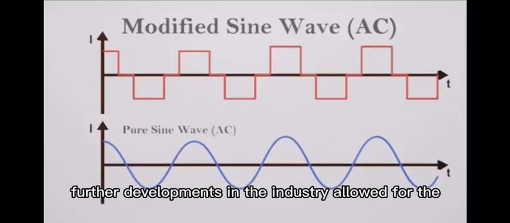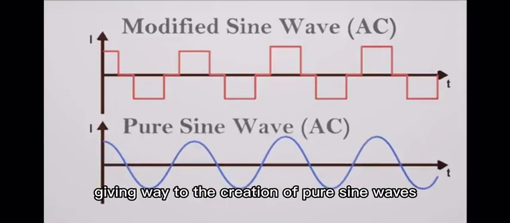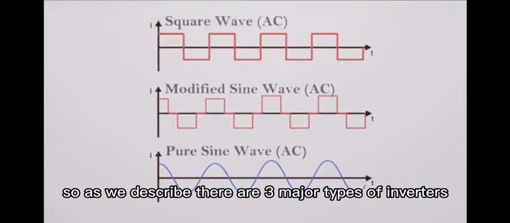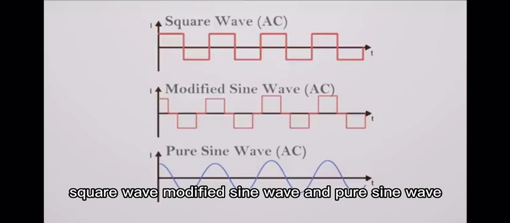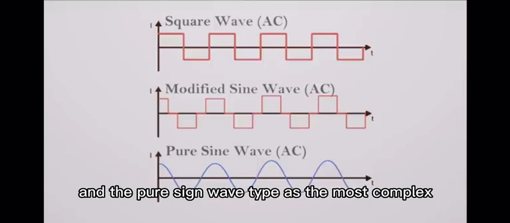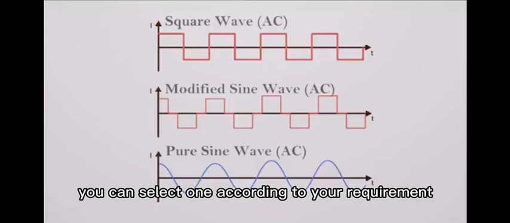Further developments in the industry allowed for the creation of rectification circuits, giving way to the creation of pure sine waves. So as we described, there are three major types of inverters: square wave, modified sine wave and pure sine wave. Square wave type is the most basic and cheapest one, and the pure sine wave type is the most complex and costly one. You can select one according to your requirement.